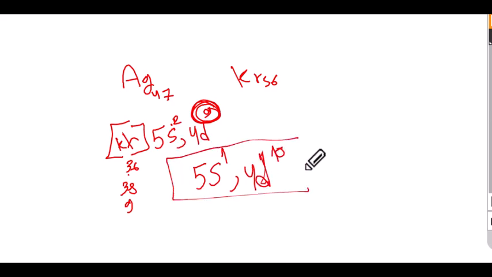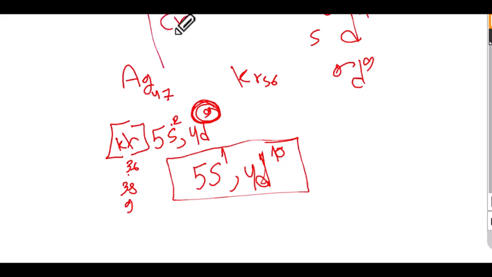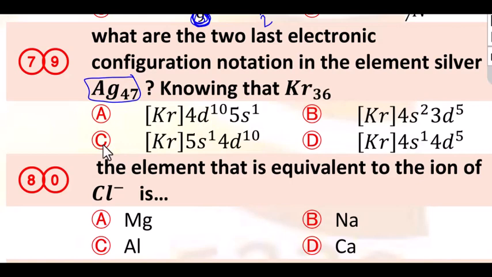We have two exceptions in the periodic table. If d is 4, take 1 from s, so d becomes 5. If d is 9, take 1 from s, so d becomes 10. The group of chromium, tungsten, and the group of copper, silver, gold. These two groups in the transition metals are exceptions. So the answer is number C, krypton 5s1 4d10, as it is an exception.